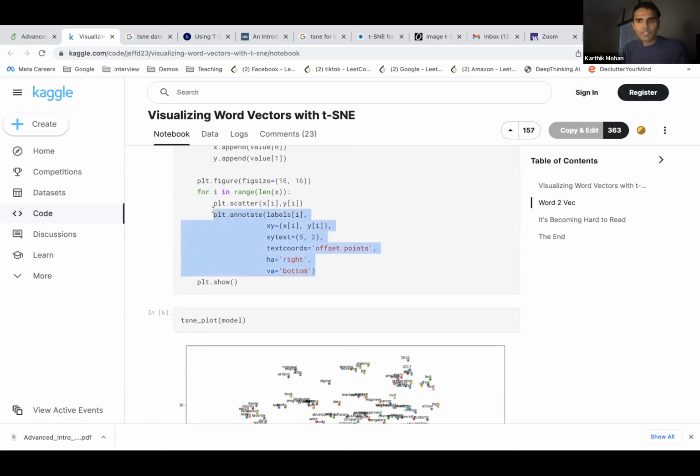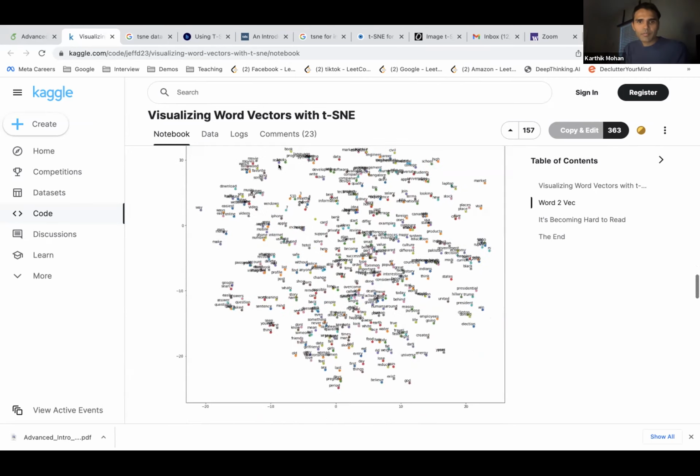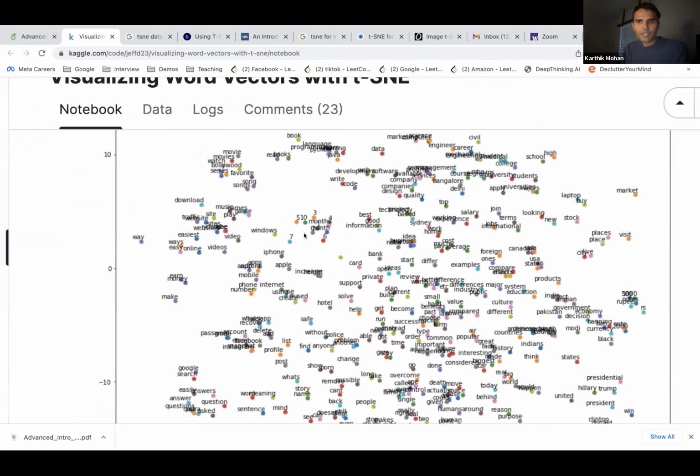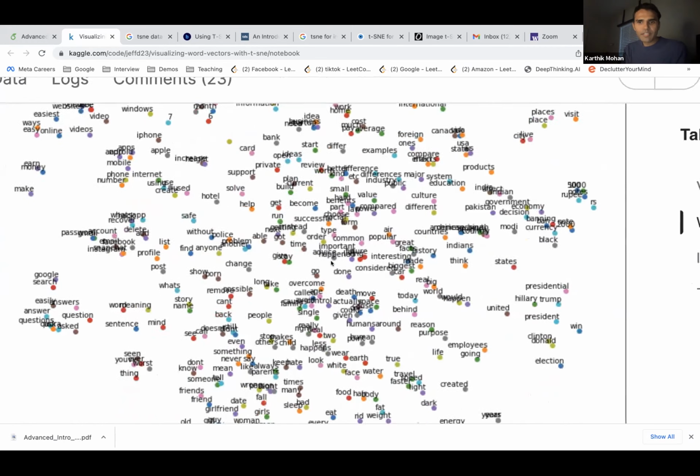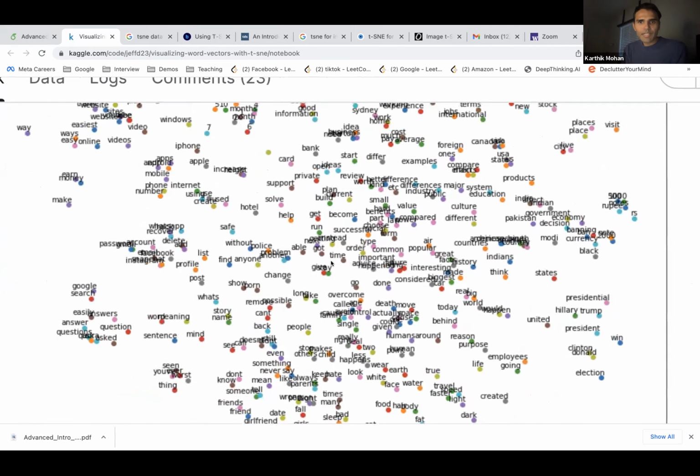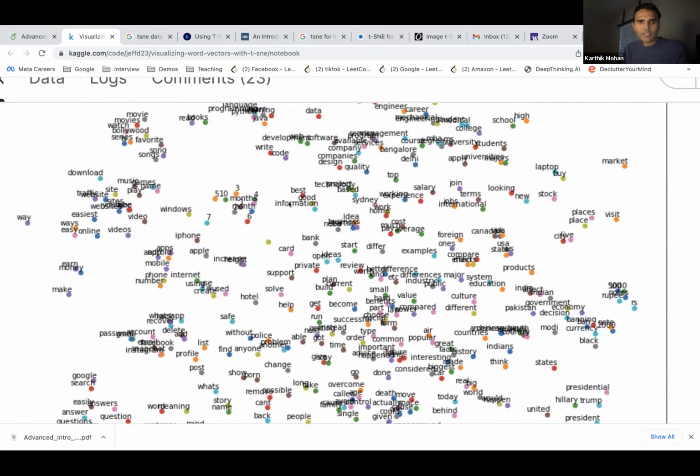So you annotate it with the actual, what is X of I? What is I? I is the ith word. What is that word? It's label of I. So label of I gives you the word, X of I, Y of I gives you the coordinate. Together, you can map a coordinate to a word, and then you can get a word cloud. I guess you can call this a word cloud that is based on t-SNE, where you can just focus on any part of this, and you'll see there's similarity.